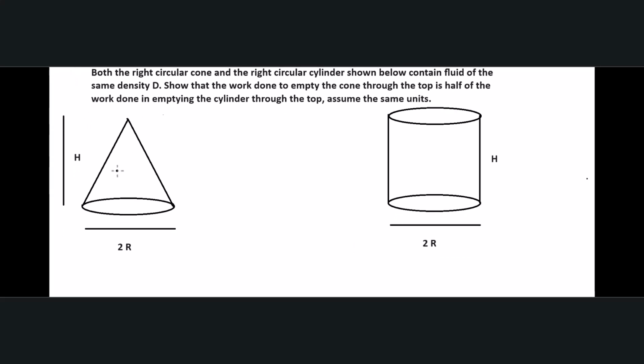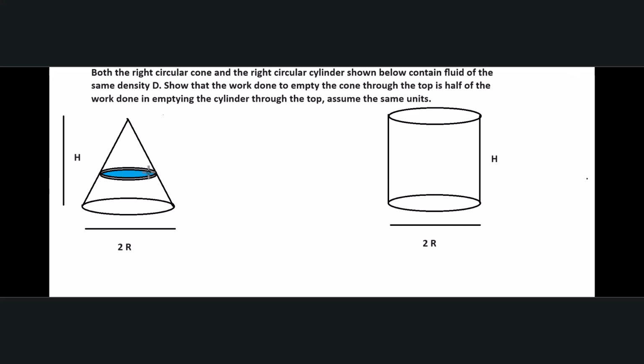That is, we have a right circular cone and a right circular cylinder. All right. And they contain fluid of the same density. And we have to show that the work done to empty the cone through the top is half the work done in emptying the cylinder through the top.